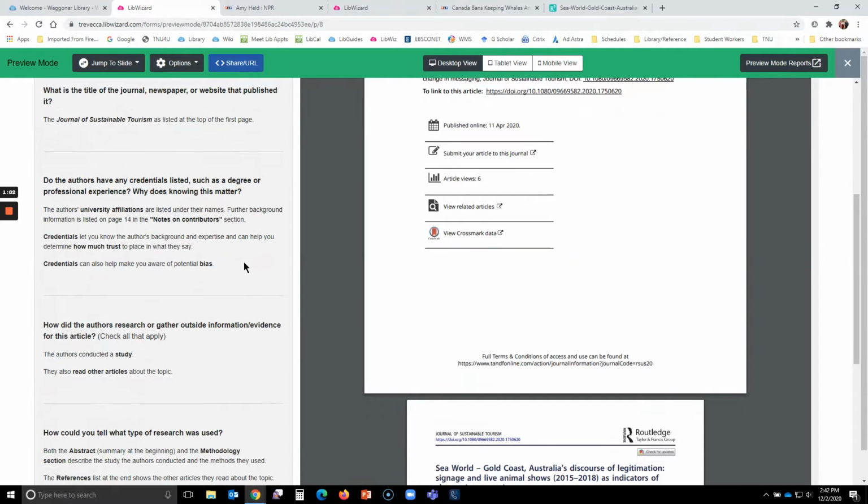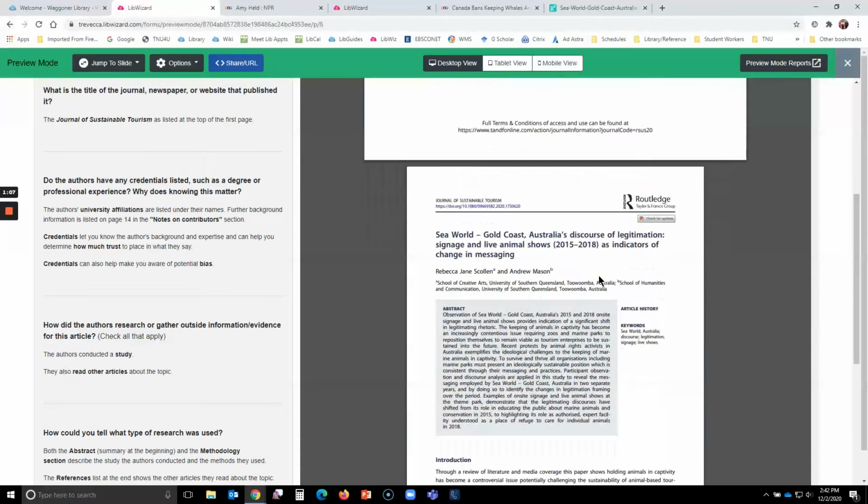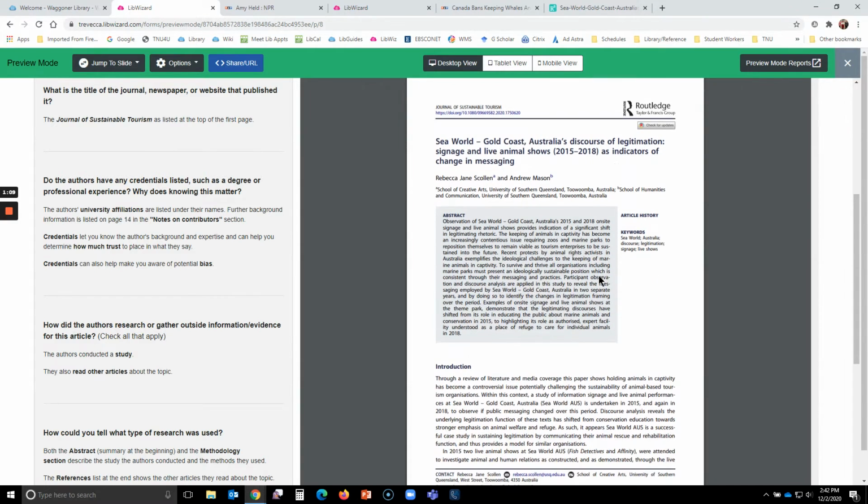Okay, how did the authors research or gather information for this? Well, they conducted a study. They also read other articles about the topic. And the way we can tell that is if we look at the abstract here, which an abstract is basically a summary that's at the beginning of the article. It does tell the methods that were used.